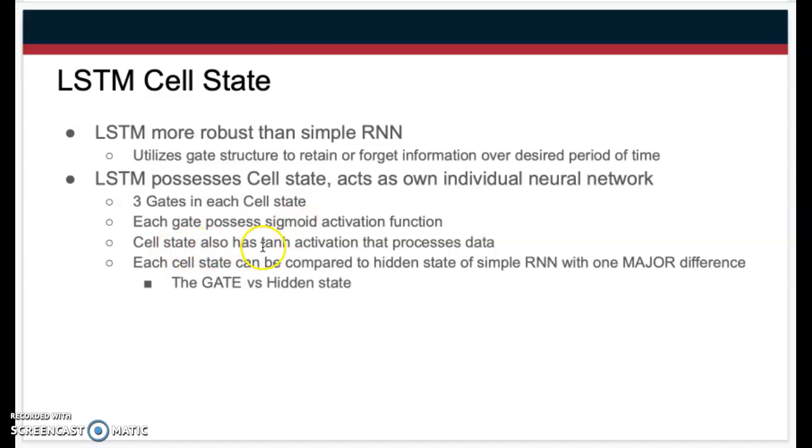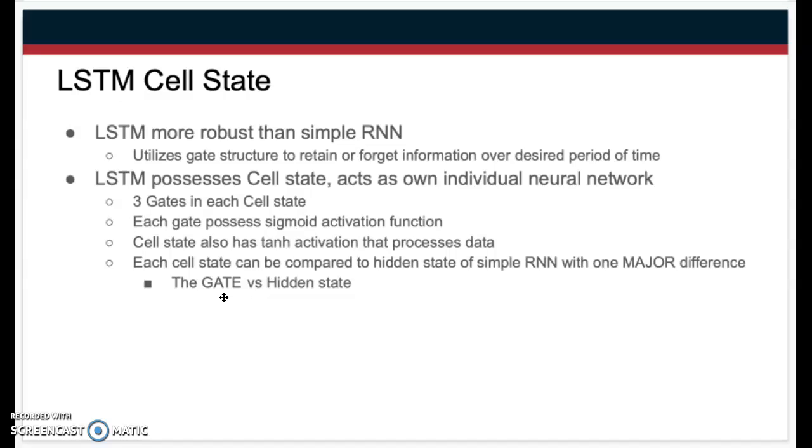The cell state also has a TANH activation function that processes the data. So if the sigmoid determines that the data is relevant, then we process it through an activation function. And each cell state can be compared to a hidden state of a simple RNN with one major difference. The simple RNN does not have the gate feature. The gate feature allows relevant information to be retained from one cell state to the next until it's determined not to be relevant anymore.